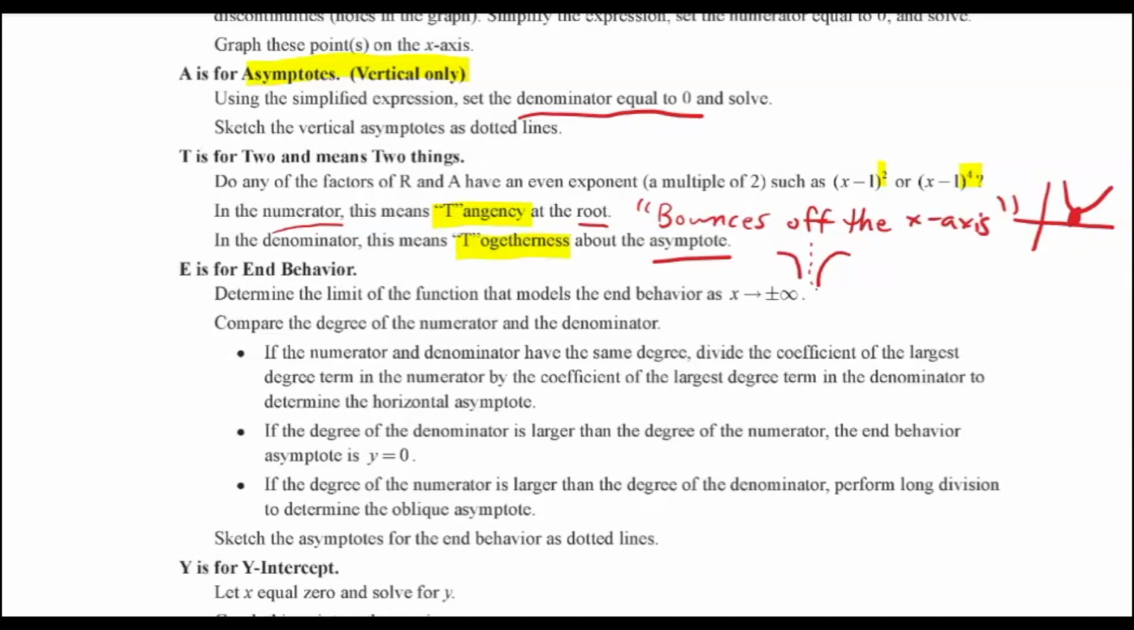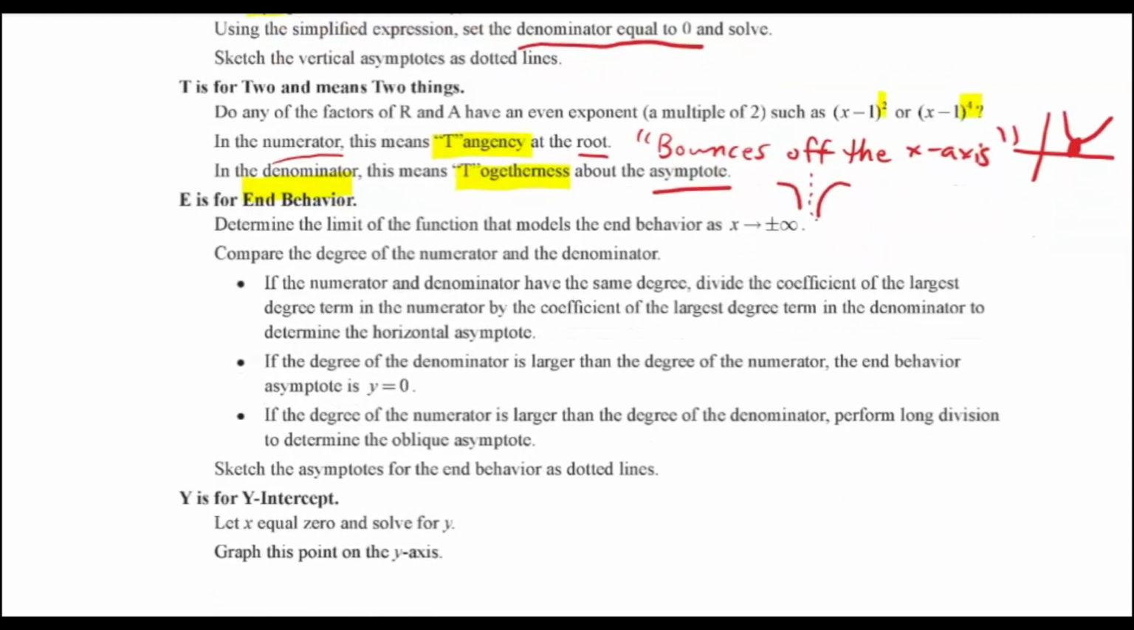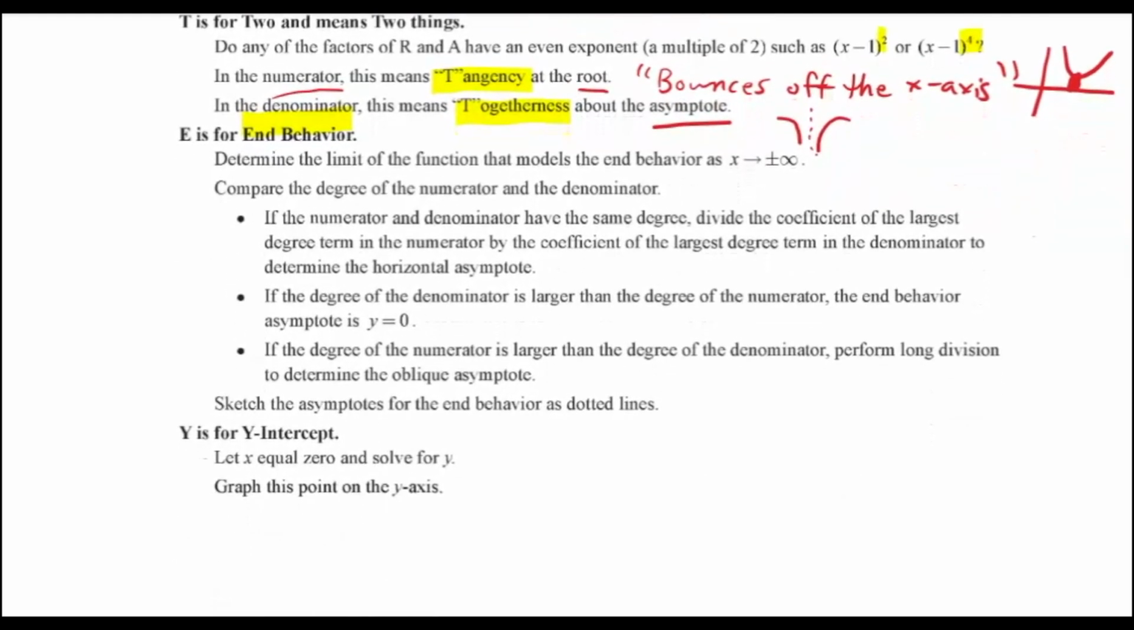Now the E. The E stands for end behavior. And this is where you're going to either use your HA rules to find your horizontal asymptotes, or you're going to have to use long division to find your slant asymptotes. In this lesson, the asymptotes don't get any bigger than slant asymptotes, so you don't have to deal with any other polynomial asymptotes.